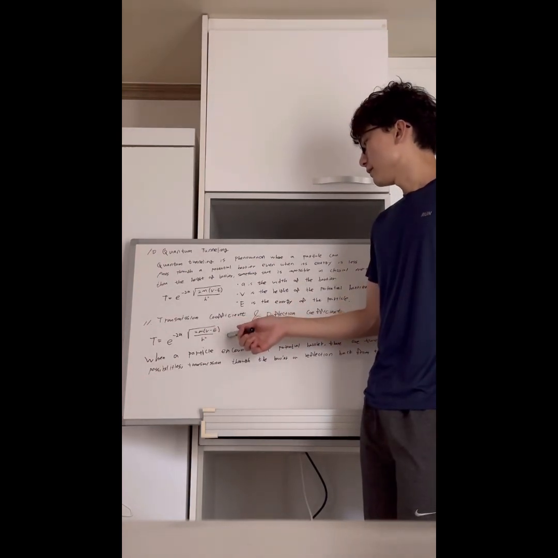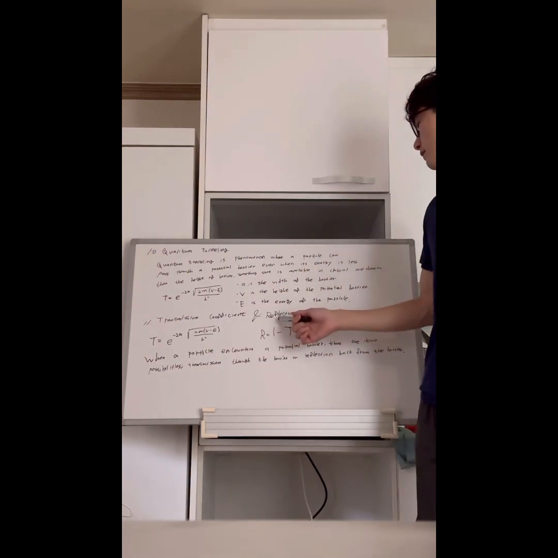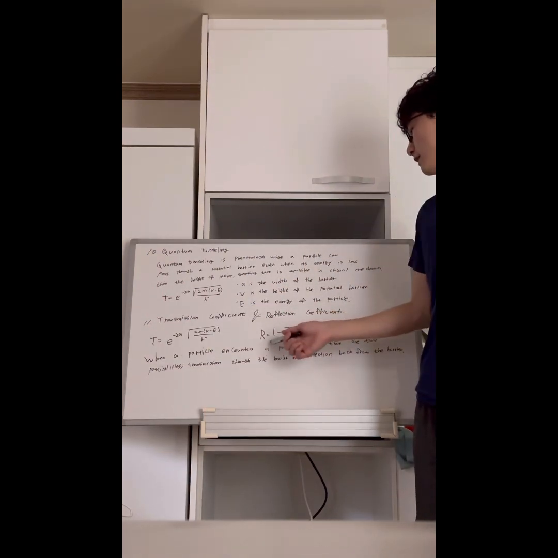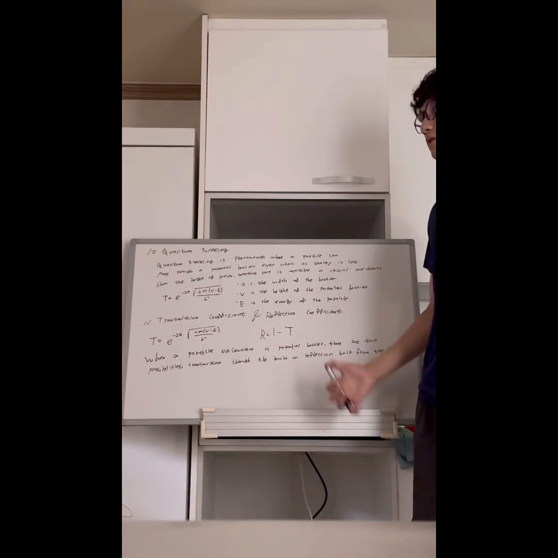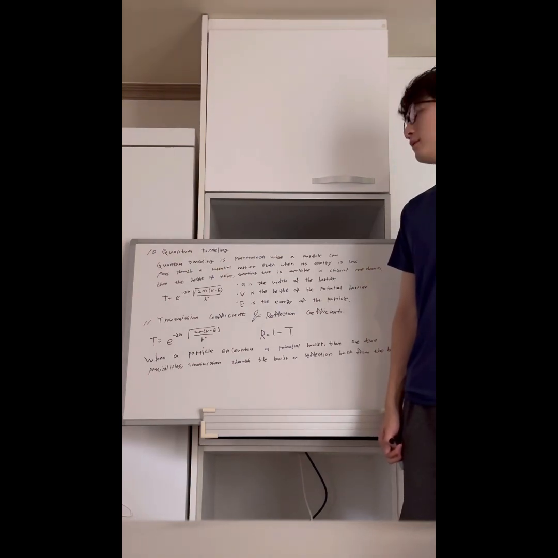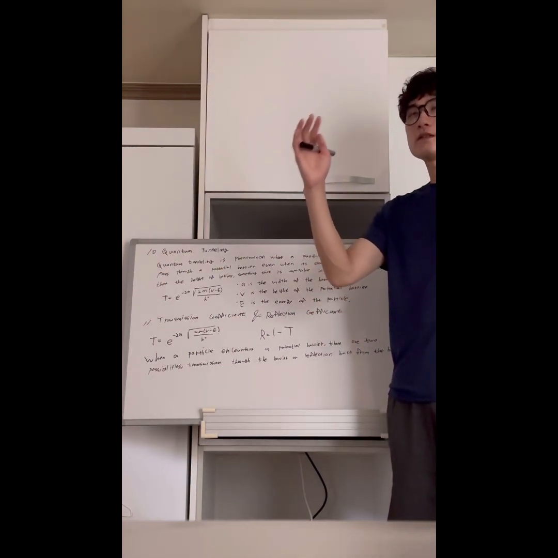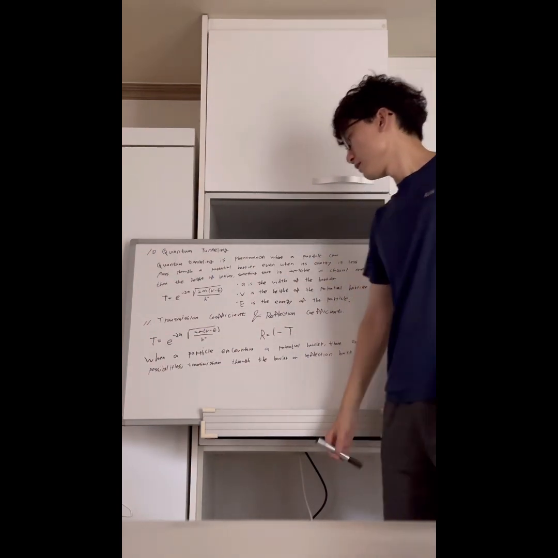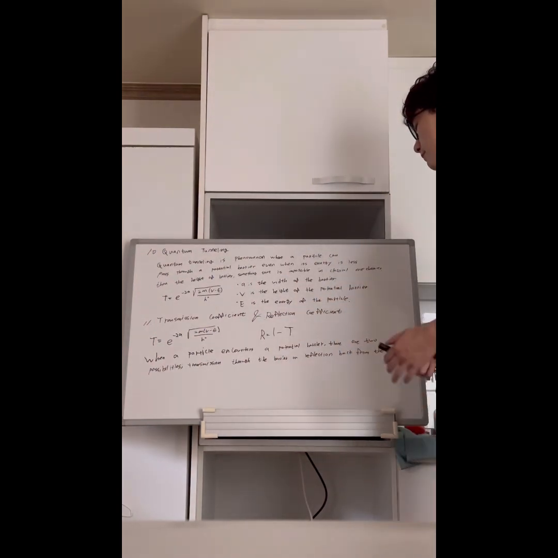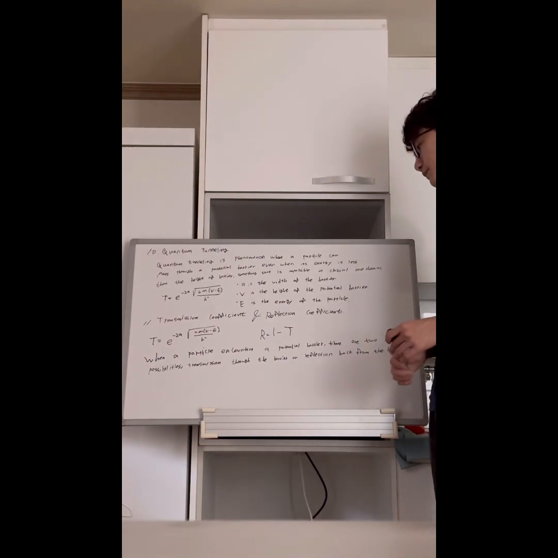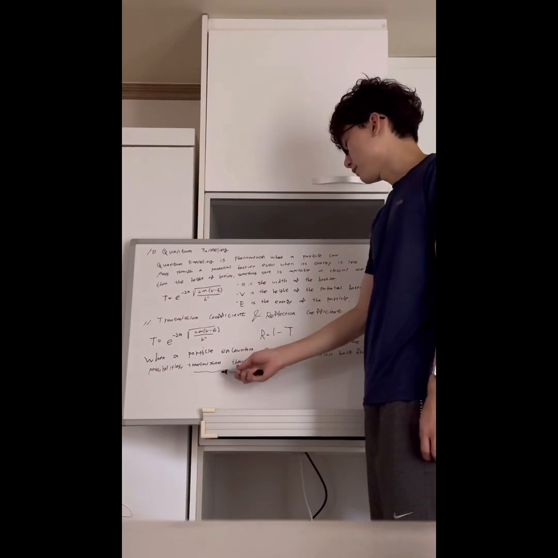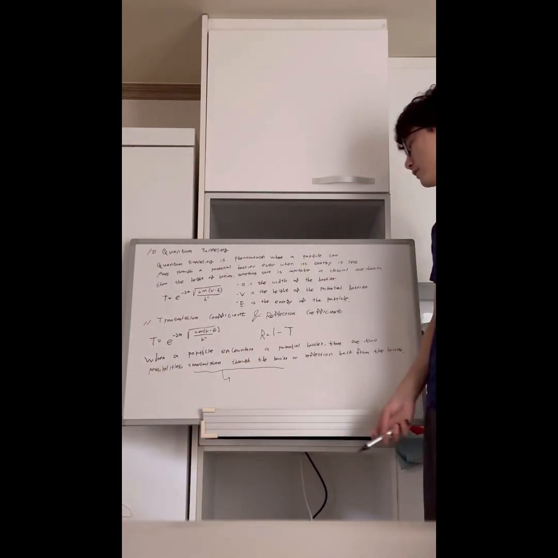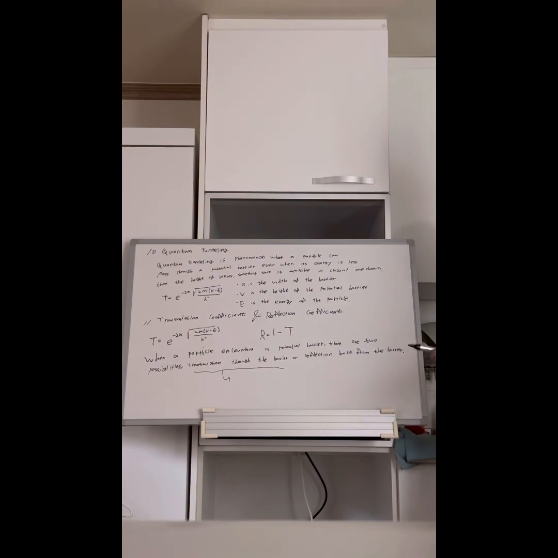And next, transmission coefficient and reflection coefficient. Transmission coefficient is T, and reflection coefficient is R = 1 − T, because the probabilities sum to 1. When a particle encounters a potential barrier, there is a possibility of transmission through the barrier. Transmission through the barrier is the quantum tunneling, and there is also reflection back from the barrier.